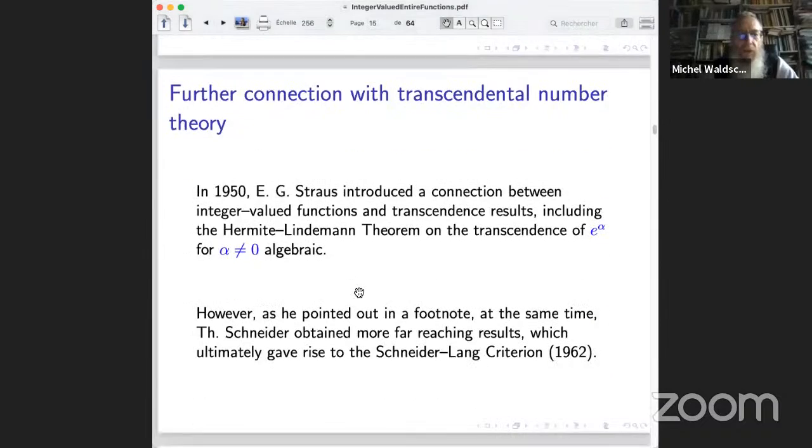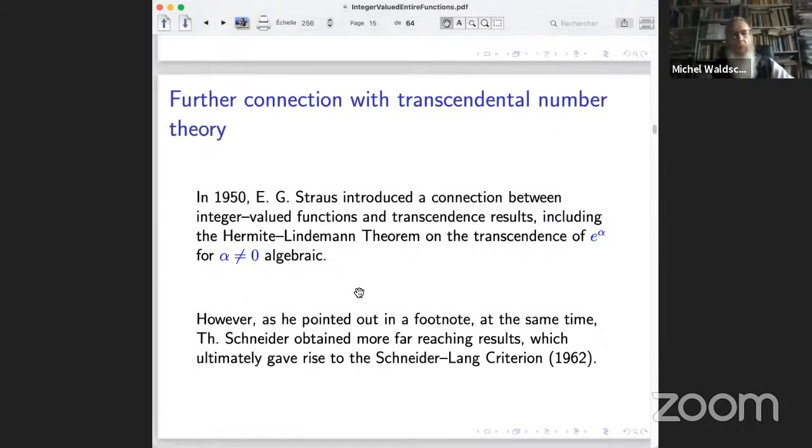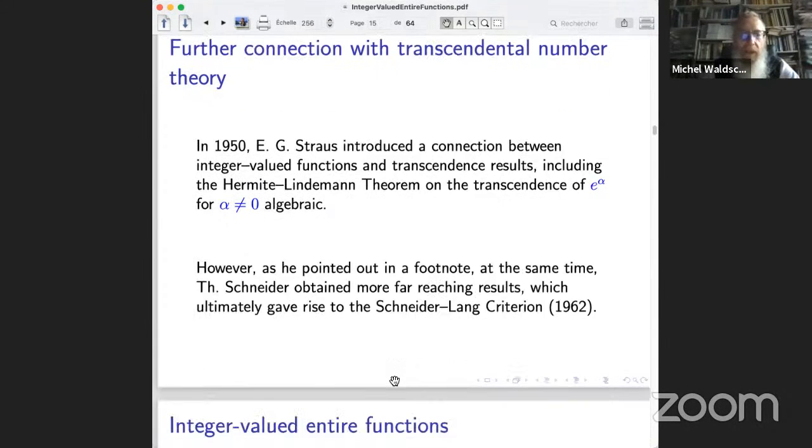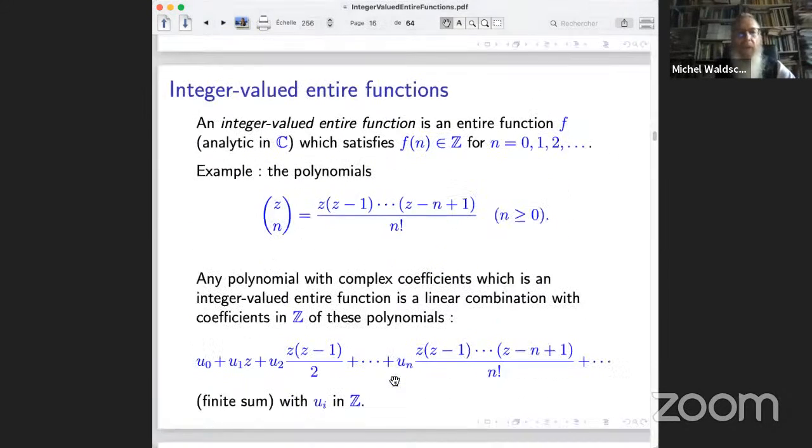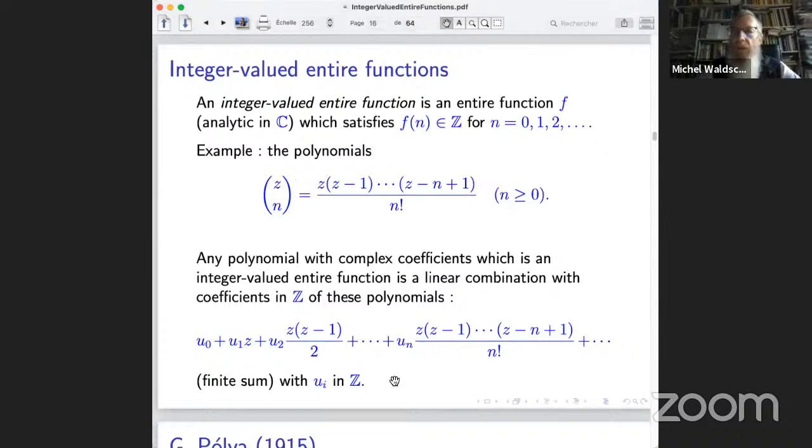There are further connections which were developed by Straus in 1950. He got another connection and some general results which give the Hermite-Lindemann theorem on the transcendence of exponential of alpha. But in a footnote in this paper, Straus explained that Schneider obtained more far-reaching results, and in fact later it became the Schneider-Lang criterion. But I will not give more information on that line. I want to come back to my main topic, which is integer valued entire functions.